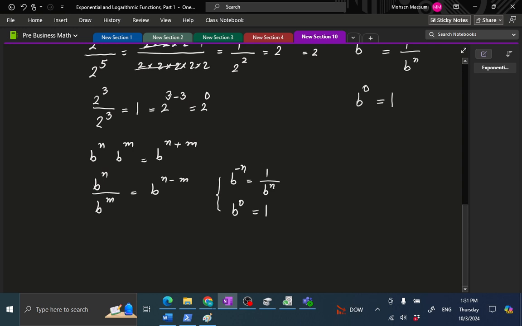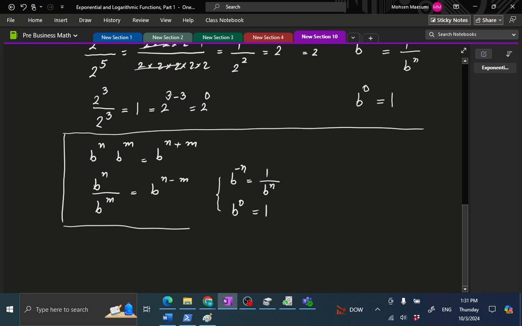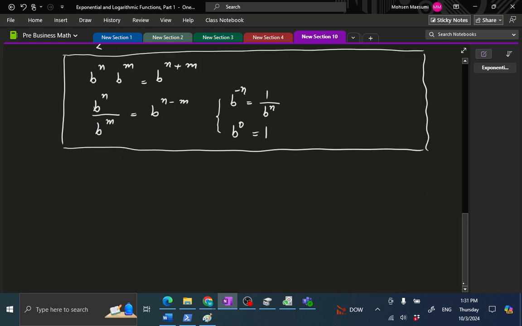These are the basic rules, but there are some additional ones that I'm going to explain, and then add them to this box of rules that we have. So what other rules do we have here? Well, suppose you have 2 to the power of 3, and then to the power of 2.